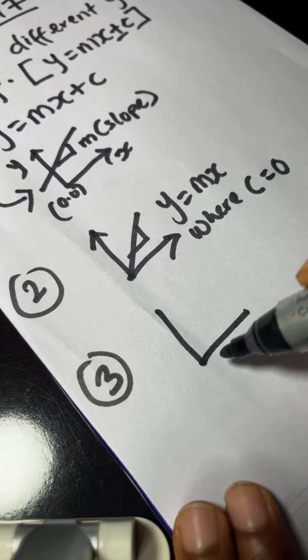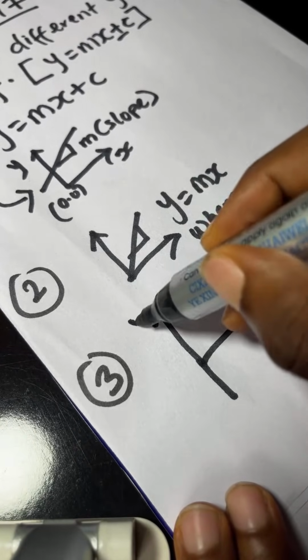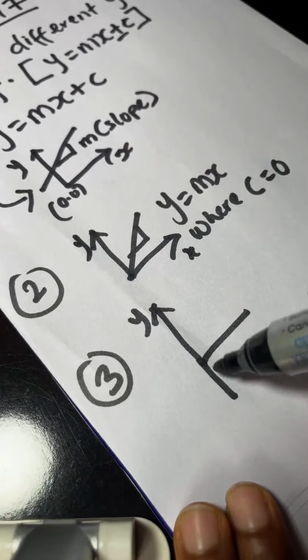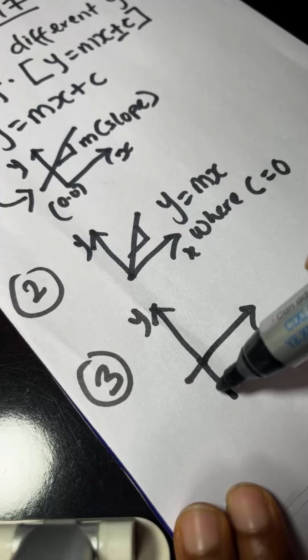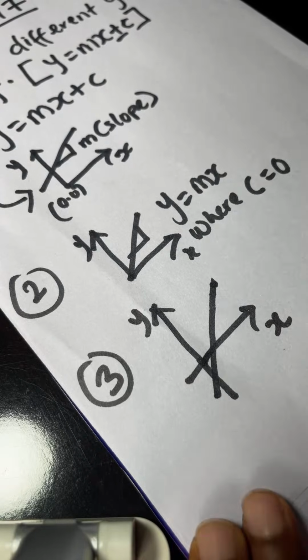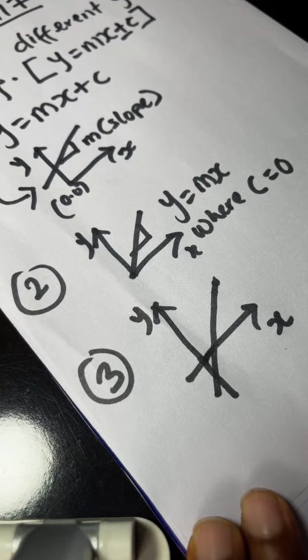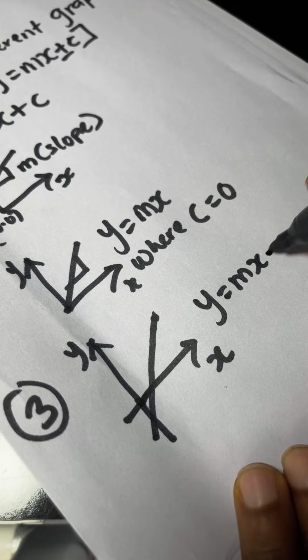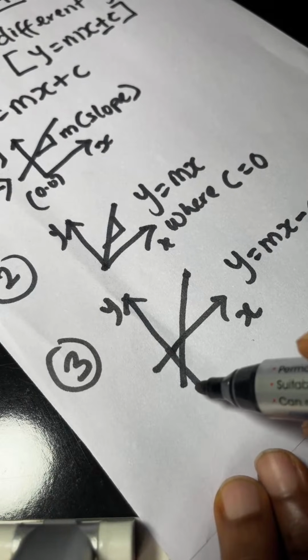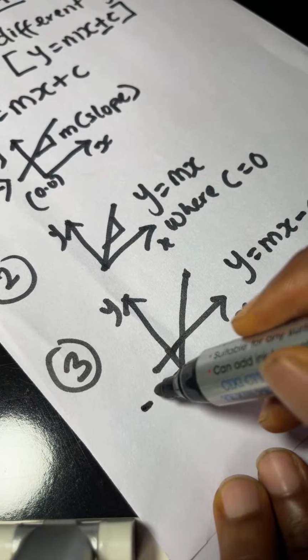For case 3, we have the y, and this is the x. So this will pass through the negative what? This will pass through the negative intercept. So we have something like y = mx - c, because the intercept is in the negative y, negative intercept.